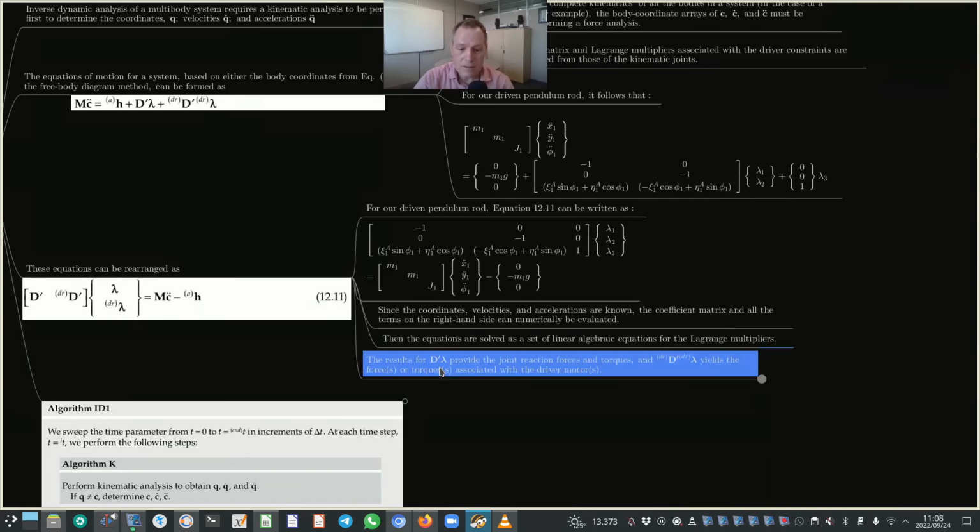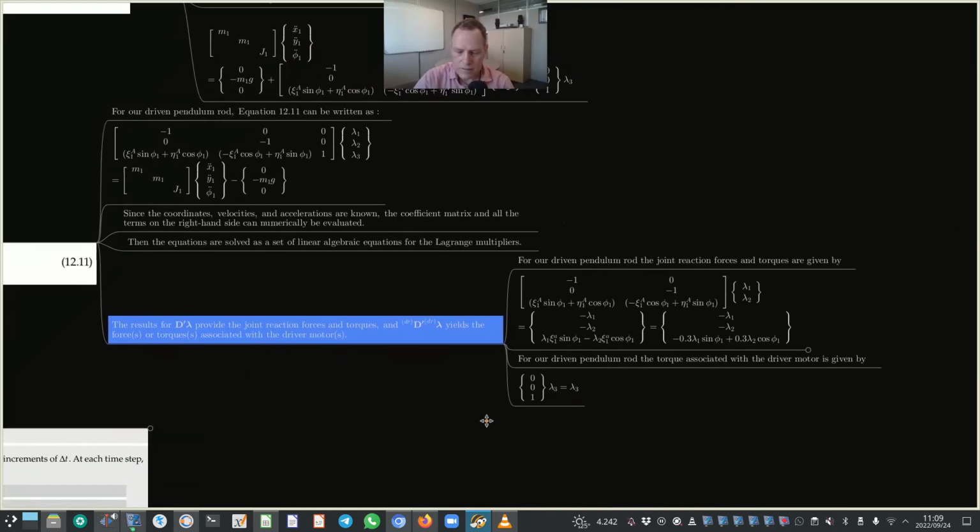Now the results: the transpose of the Jacobian matrix multiplied by the Lagrange multipliers provides the joint reaction forces and torques, and the transpose of the driver Jacobian matrix multiplied by the driver Lagrange multipliers yields the forces or torques associated with the driver motor or motors.